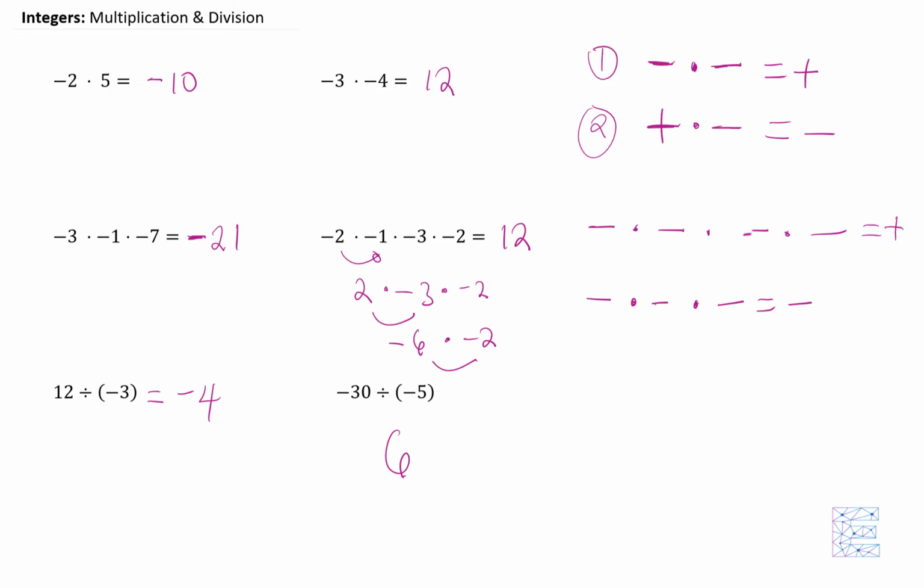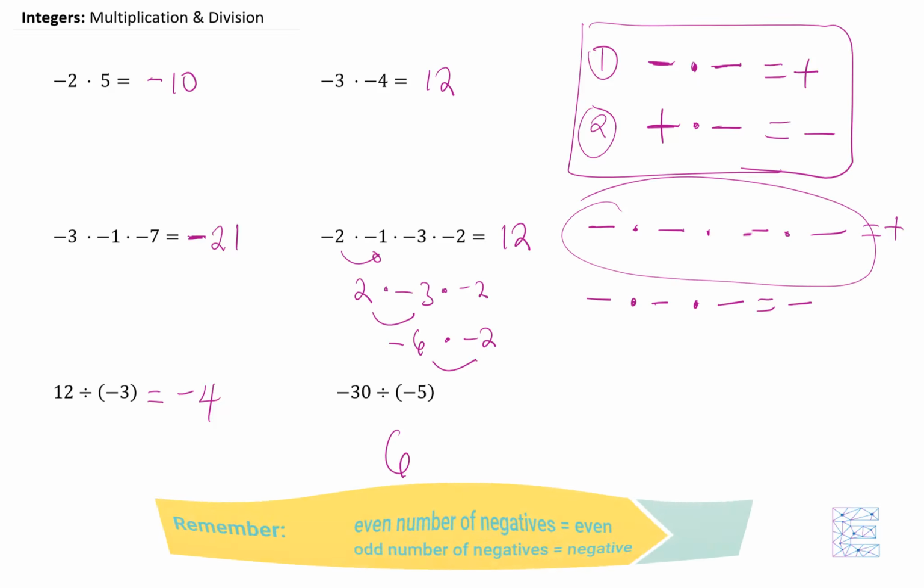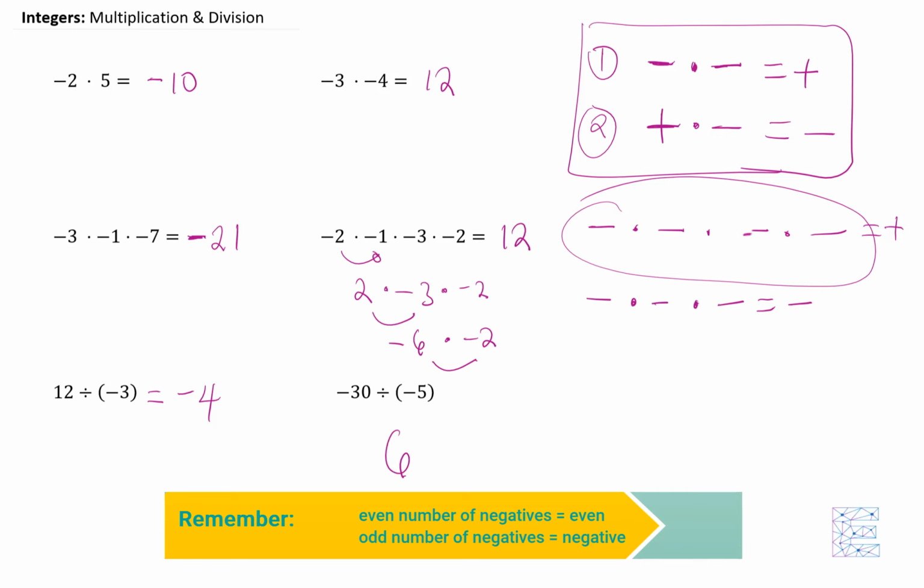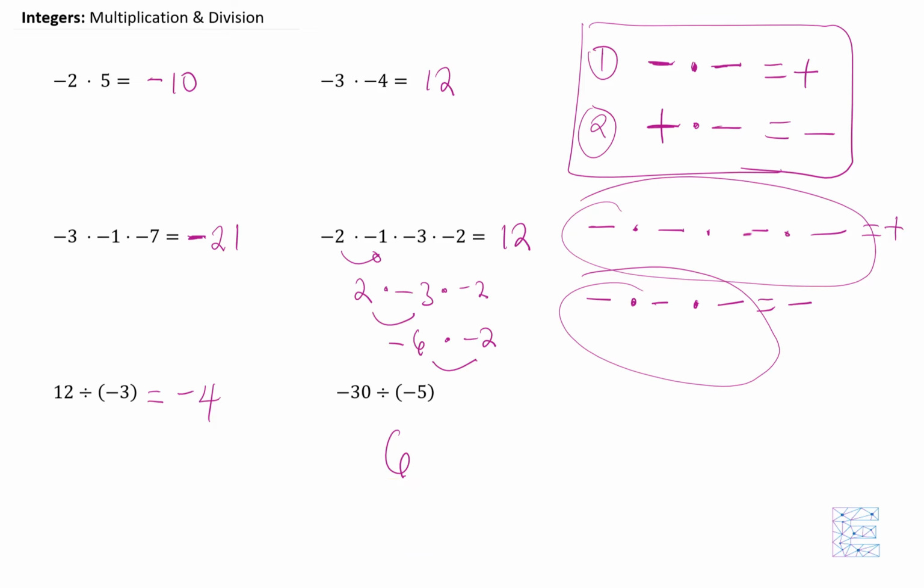So to quickly recap, a negative times or divided by a negative will be a positive. A positive times or divided by a negative will be a negative. But then we took that a step further and said, if you have more than 2 numbers being multiplied, you just need to see how many negatives you have. An even number of negatives always gives you a positive answer. An odd number of negatives always gives you a negative answer. And so that concludes this lesson.